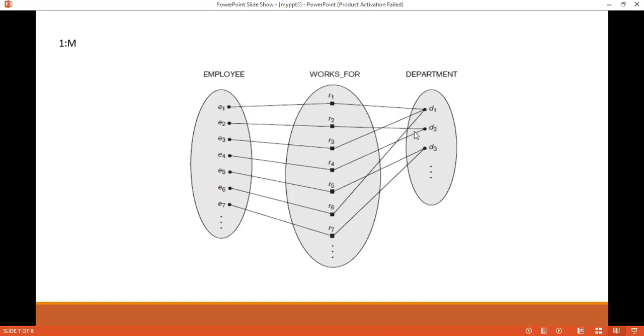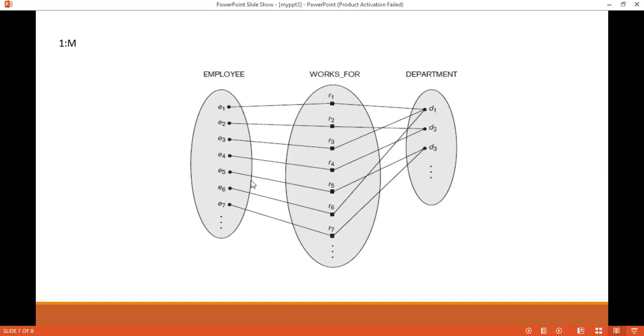This side, now we have to look into the minimum relationship. What is the minimum among the three? Now D3 is participating in relationships R5 and R7, so it is 2. D2 is participating in relationships R2 and R4, so it is 2 here also. D1 is participating in relationships R1, R3 and R6, so here it is 3. So what is the minimum value among 2 and 3? The minimum value among 2 and 3 is 2. So the participation constraint on the department side is 2. That is the minimum cardinality on this side.